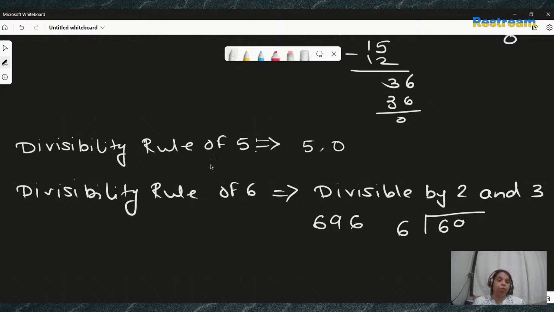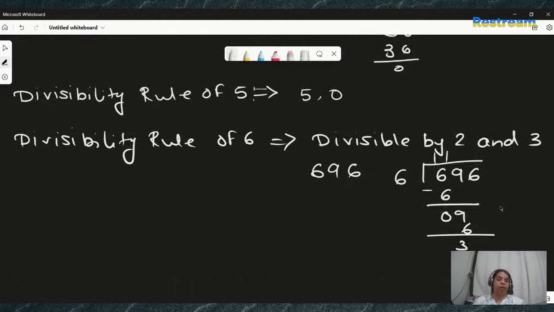But I'm going to show you what I mean by that. So 6 times 1, 6 goes here. 0, 9 comes here. Again 6 times 1, 6 goes here. 3 comes down. And then we have a 6 that comes down. So it's 6 times 6, so 36. 0. So this number is divisible by 6 because it is divisible by 2 and it is divisible by 3.